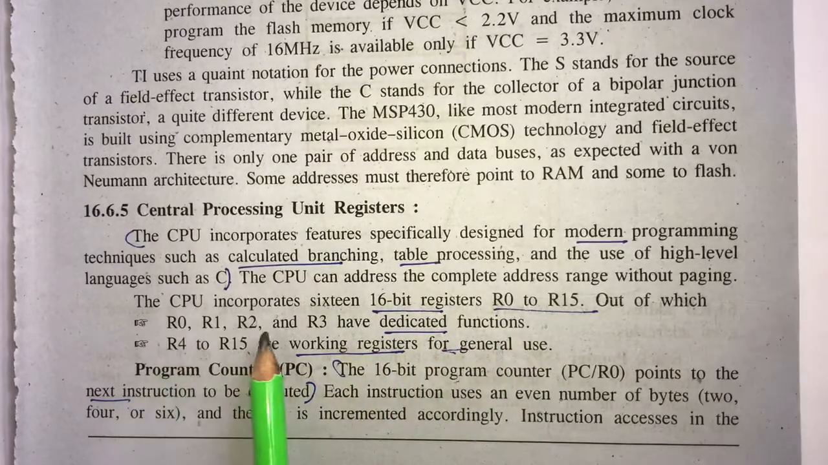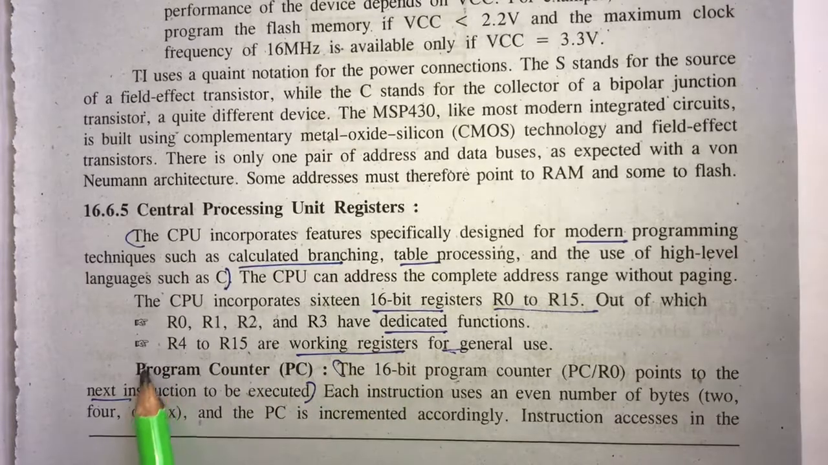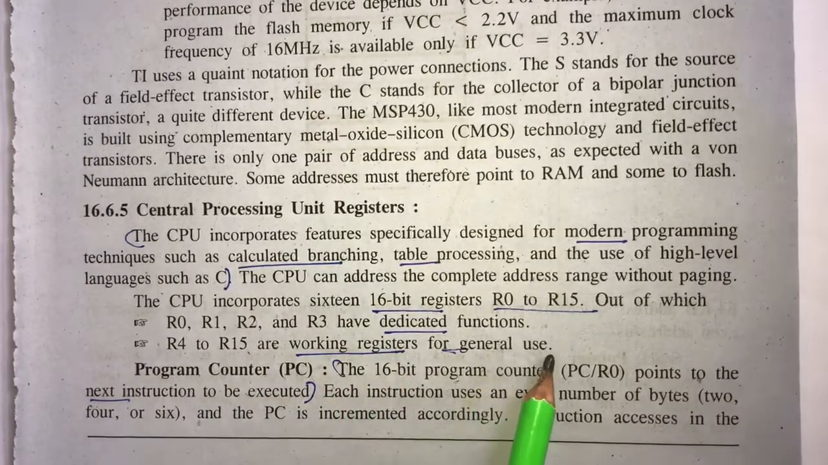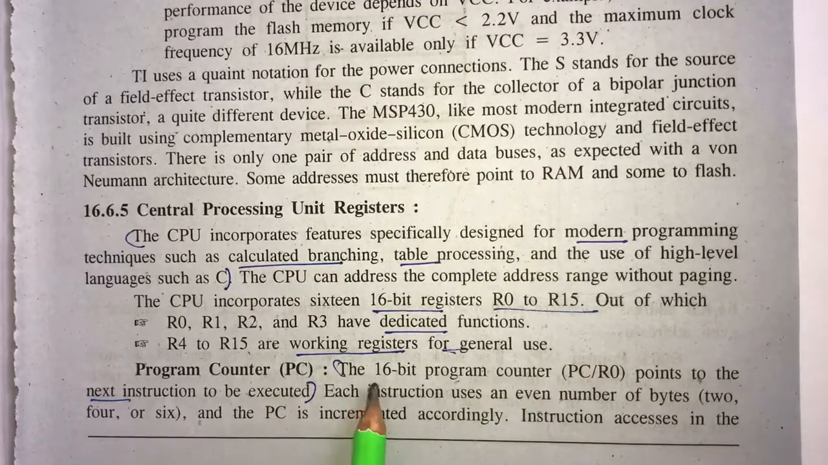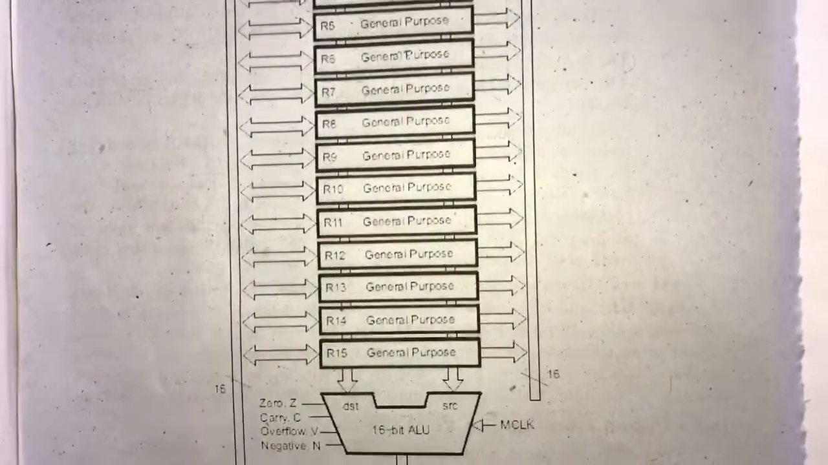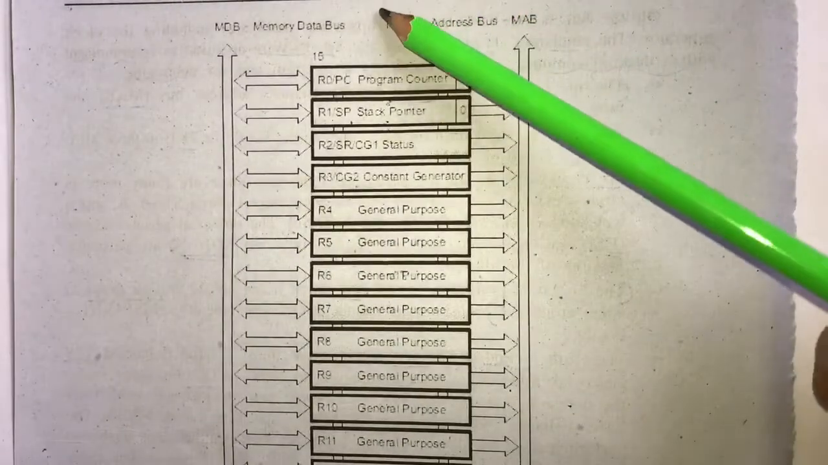Among them, R0, R1, R2 and R3 have dedicated functions. R4 to R15 are working registers. This is related to general purpose. We have a PC, program counter, a 16-bit PC, that is nothing but R0. It points to the next instruction which has to be executed. So normal thing. So this is a register.